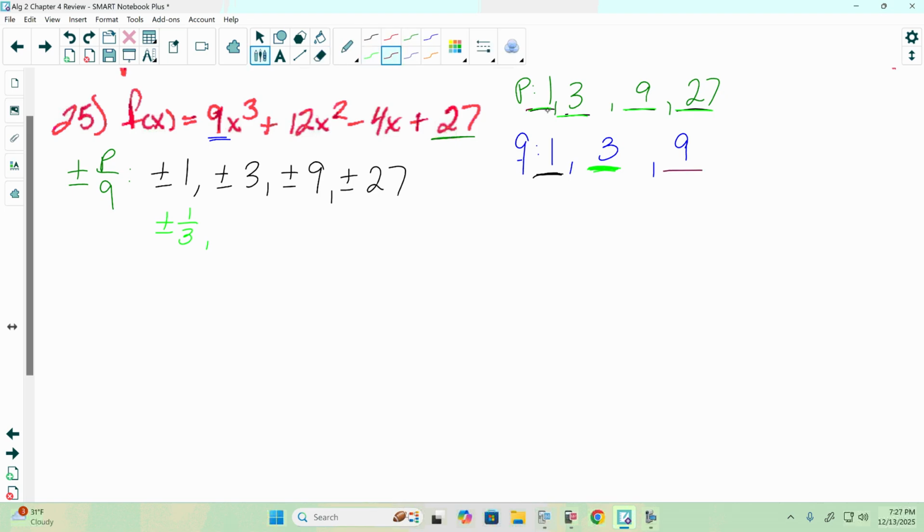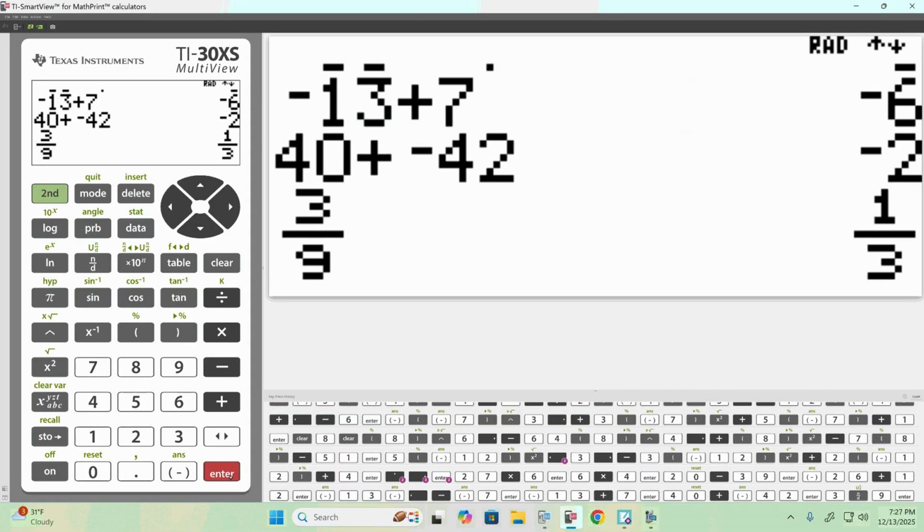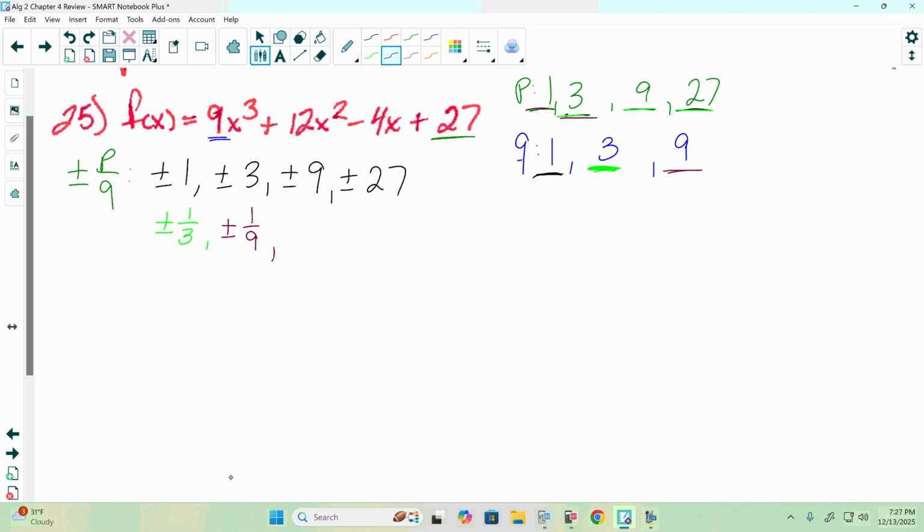Then lastly, we're going to go to 9. So 1 over 9. So plus or minus 1/9. It doesn't reduce. We don't already have it listed, so we're going to write it there. 3/9. And again, we could do this in a calculator. 3/9 is 1/3. We have it listed. Not going to list it again. 9 over 9. 9 divided by 9 is 1. We have it. 27 over 9 is 3.